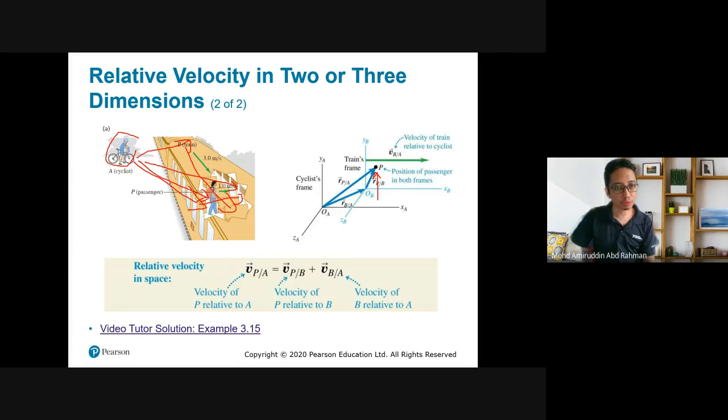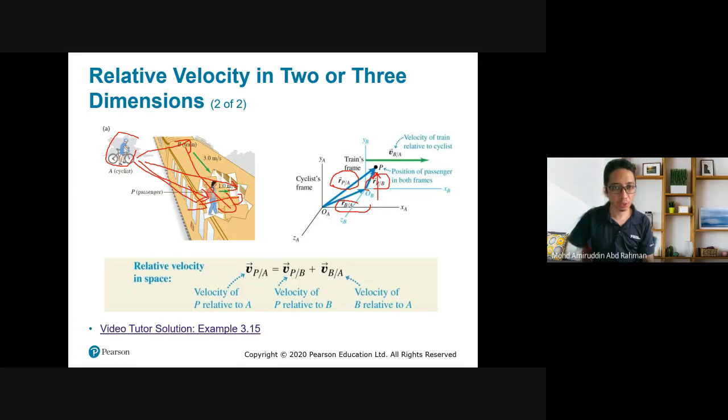So we look at this graph. We have RPA, which is the vector of P, the passenger, to the cyclist, is the combination of the vector of B, the train to the cyclist, with the addition of the vector of the passenger to the train.